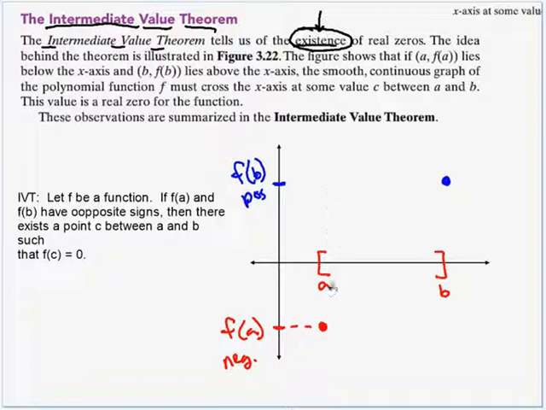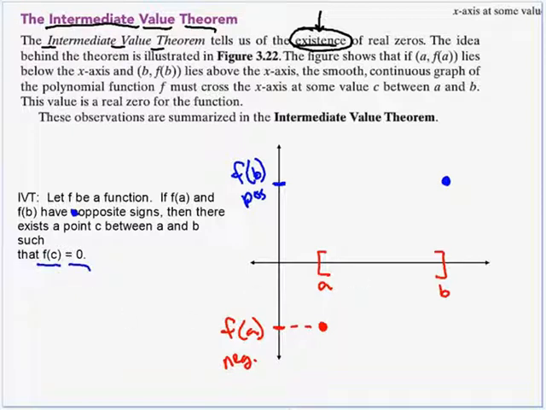And again, I could have reversed those. I could have made f of a positive, f of b negative. The big thing is these two values have opposite signs. One's positive, one's negative. Our theorem says then there exists a point c in between a and b such that f of c equals 0.